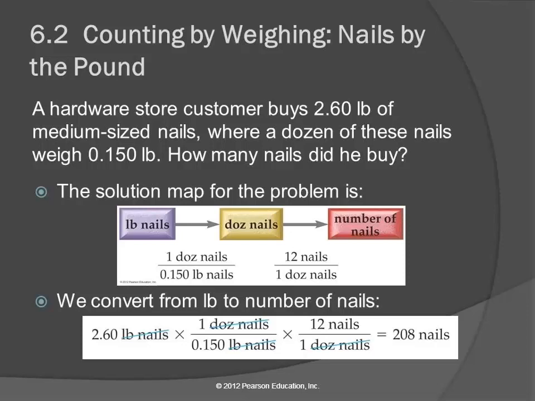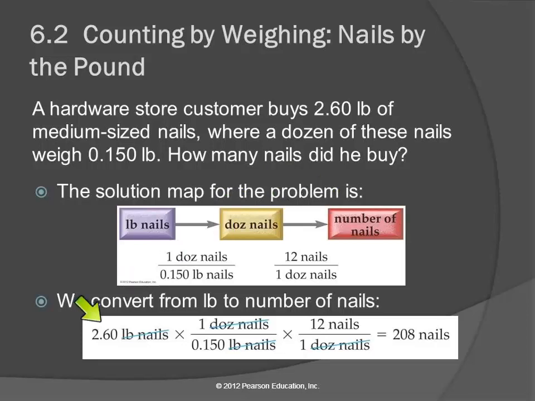So there's a hidden conversion factor in here. 2.60 pounds of nails is our starting point, and a dozen nails weighs 0.150 pounds. That's our hidden conversion factor. And we know that 12 nails equals a dozen. So we can start with pounds of nails and convert to dozens of nails by knowing how many pounds a dozen weighs, and then knowing the number of nails in a dozen, we can convert to number of nails.